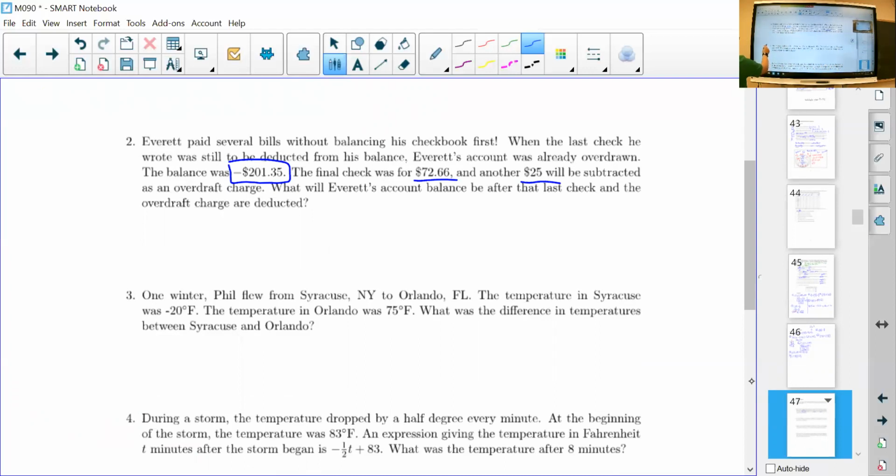Number 3 is kind of similar to number 1. It's a temperature difference. And I want you to think about the difference between Syracuse and Orlando. So make sure that your final answer has the appropriate sign, whether it's positive or negative.